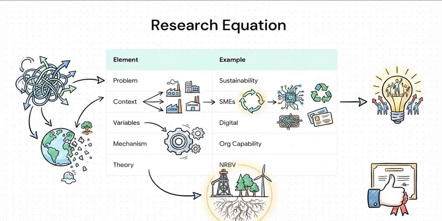The problem, struggling with sustainable transformation. The context, SMEs. The variables, digital capabilities and circular economy practices. The mechanism, linking them, organizational capability. And the theory grounding it all, natural resource-based view. When you take your own messy research interests and slot them into this exact equation, it's basically magic. You end up with a completely justified, defensible topic that makes a meaningful contribution to existing knowledge.